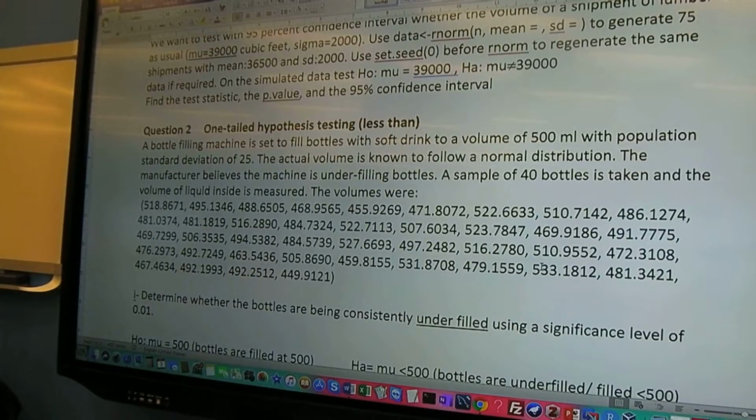So here, for example, the question is saying a bottle filling machine is set to fill bottles with soft drink to a volume of 500 ml with population standard deviation of 25. The 500 and the 25, are these numbers for the population or for the sample? How did you know? Besides the fact that I wrote population standard deviation. What else? What other clue can tell you that these are population numbers, not sample numbers?